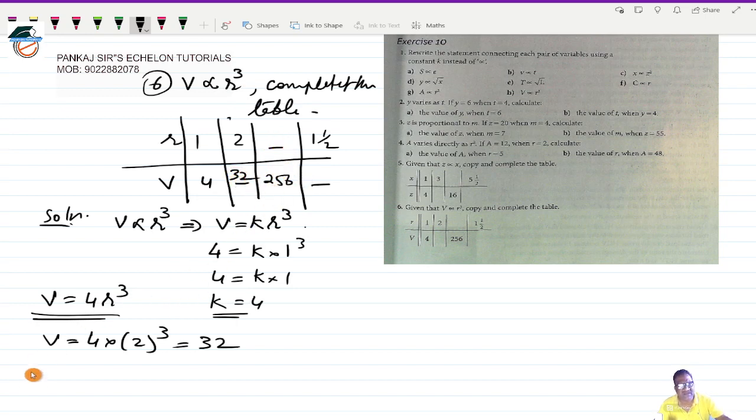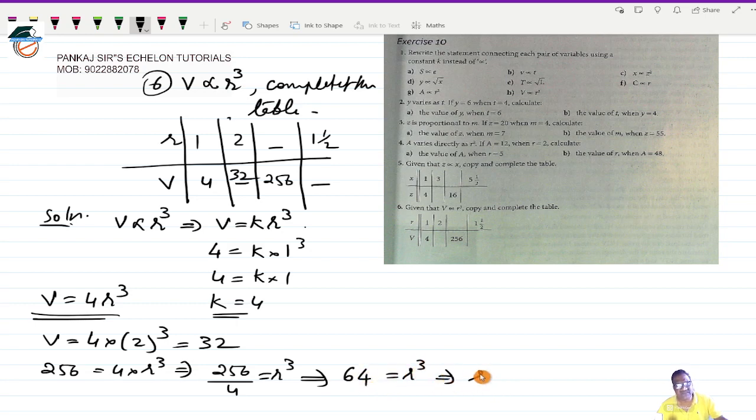Then what will be R when V is equal to 256? So 256 equal to 4 times R cube. This implies that 256 upon 4 should be equal to R cube. 256 upon 4 is how much? 6 fours are 24, 4 fours are 16, so 64. So 64 is equal to R cube. This implies that R is equal to 4, because 4 fours are 16, 16 fours are 64. So I get R is equal to 4.